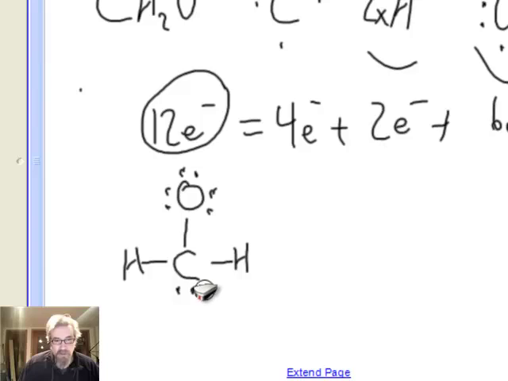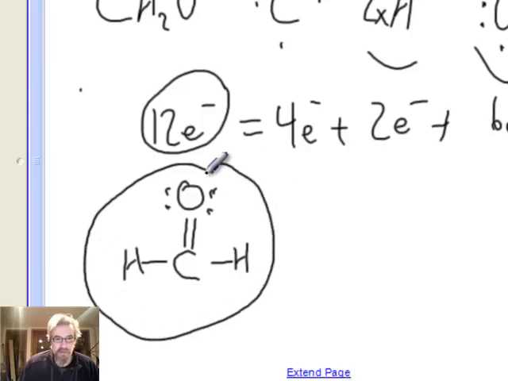Too many. So I erase this pair, erase one of these pairs, and then I go back in and put a double bond between the carbon and the oxygen. Now when I make my electron count, 2, 4, 6, 8, 10, 12. That's the correct number. So that's the structure. Now notice what else happened. Most of the time, almost in every case, once I get the structure the way it's supposed to be, so that it matches the number of electrons I actually have, things get cleaned up.